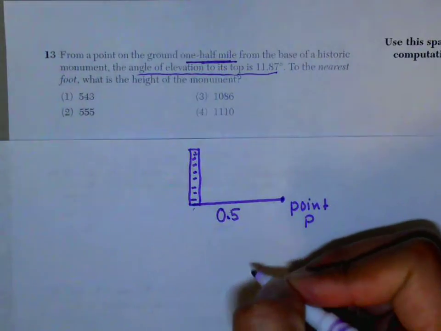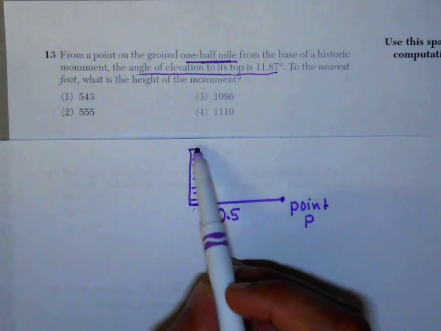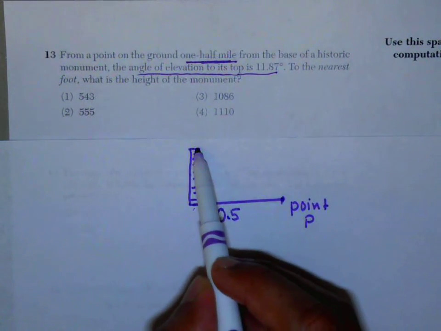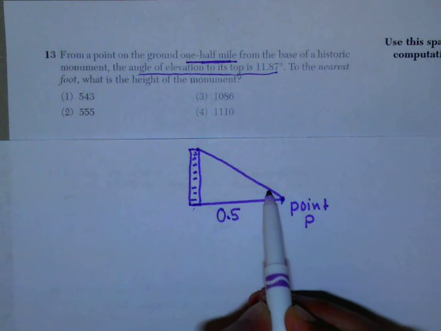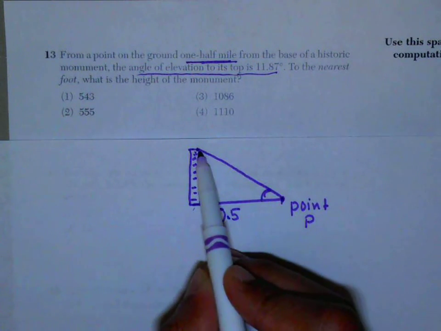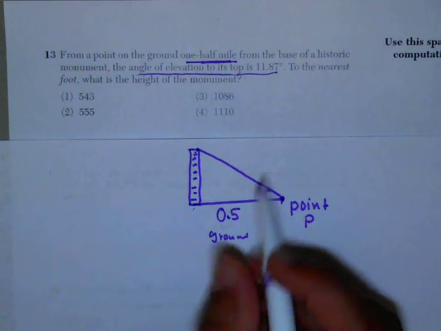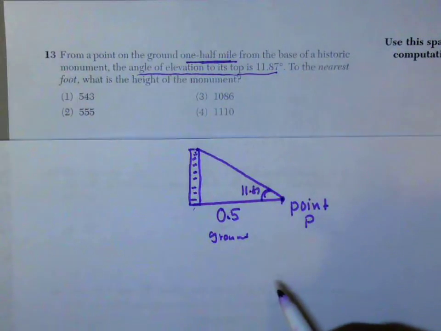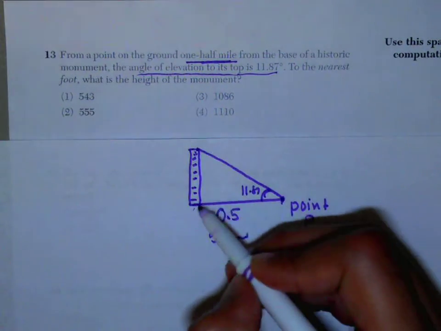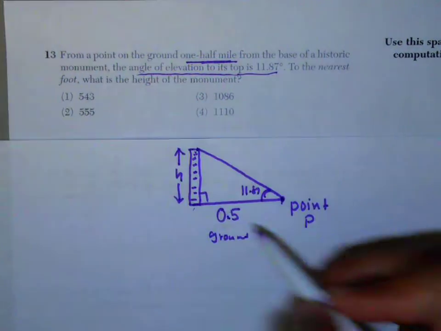Now they're saying the angle of elevation to the top, this is the top, so from this point to the top of the monument, the angle of elevation, which is this one, how much this is elevated from the ground, this is the ground, is given as 11.87. Okay, so we need to use that to find the height. Height would be this side. So this is a right triangle.